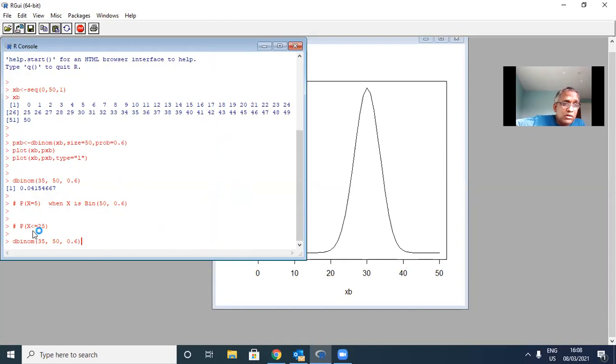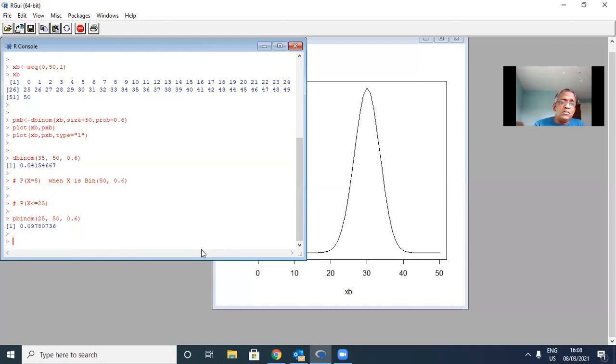Now, suppose you want to compute for the same random variable the probability that x is less than or equal to 25. Then you will just say this. The command I just typed in is the probability that x is less than or equal to 25 when x is binomial with parameters 50 and 0.6.